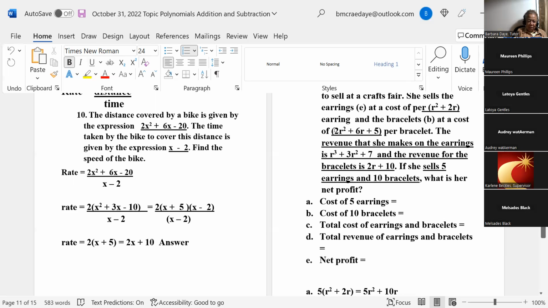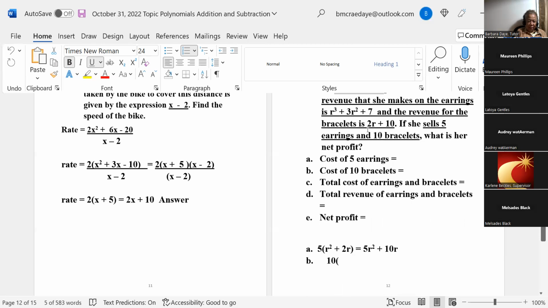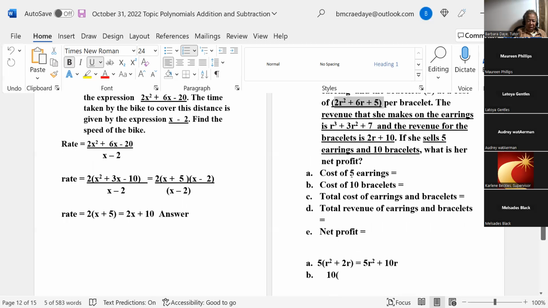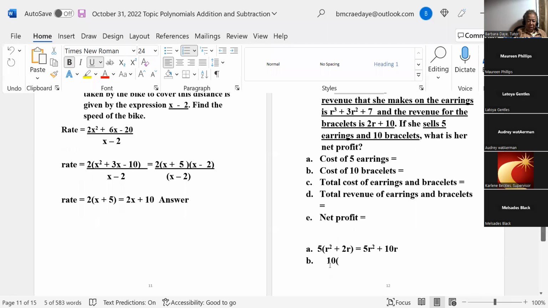Okay, so you have to multiply that by what, Mercedes? 10. Yes, you multiply that whole thing by 10, because that's the cost of 10 bracelets. So, Mercedes, when you multiply that out, what do you get? 10 times 2r to the second is 20r to the second power. Right, very good.